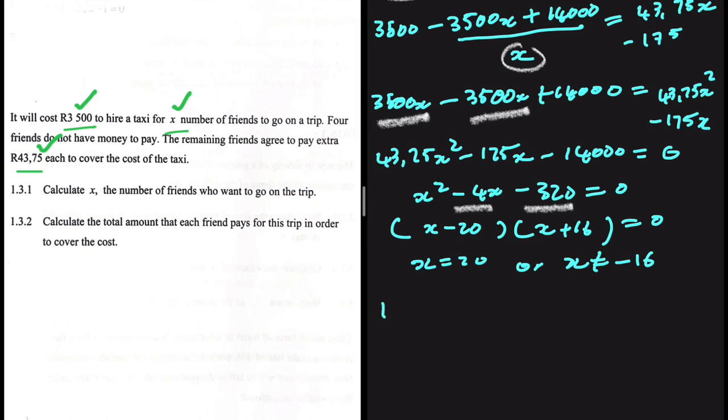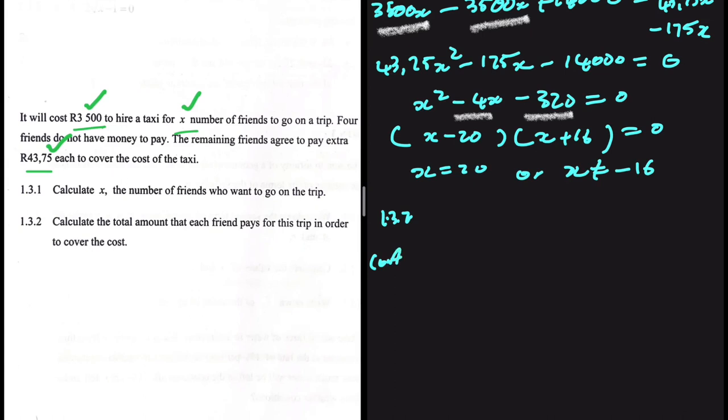Let's look at 1.3.2. Calculate the total amount that each friend pays for this trip in order to cover the cost. The cost per person when the 4 friends don't have money to pay is equal to 3,500 divided by x minus 4. We know that x is 20 and we just subtract 4 there. The friends are going to pay 218.75 rands to cover the cost of the trip.